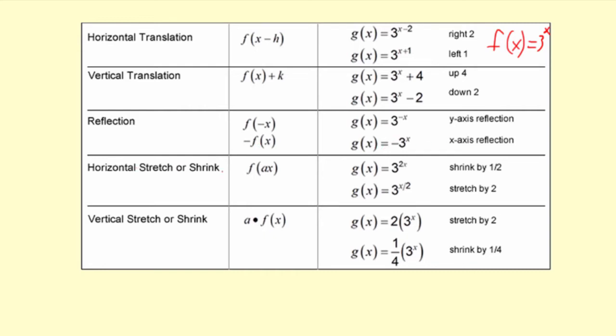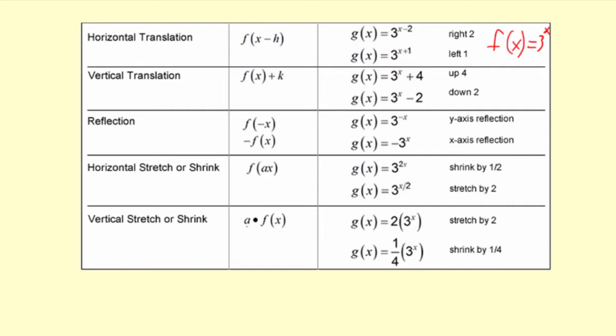Horizontal stretch or shrink, f of a number times x, so you're changing the coefficient right next to the x there. g of x equals 3 to the 2x power, that's a shrink by 1/2 compared to f of x equals 3 to the x power. And g of x equals 3 to the x divided by 2, that's a horizontal stretch by 2.